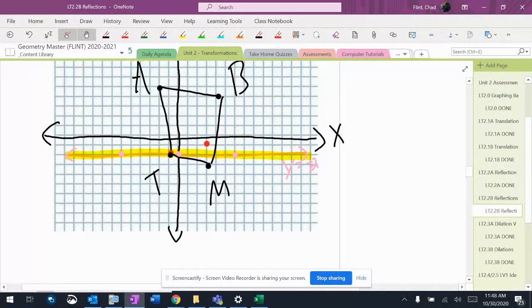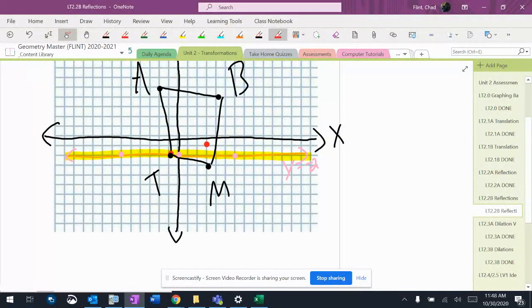For B, it has to come down. So it comes down 1, 2, 3, 4, 5, 6. Make sure you count to the yellow line, not the x-axis. So B ends up down there. A comes down 1, 2, 3, 4, 5, 6, 7. So then it goes down there. T didn't move, so it still has the same point, but it has a new label. M moved here, B moved there, and A moved there.